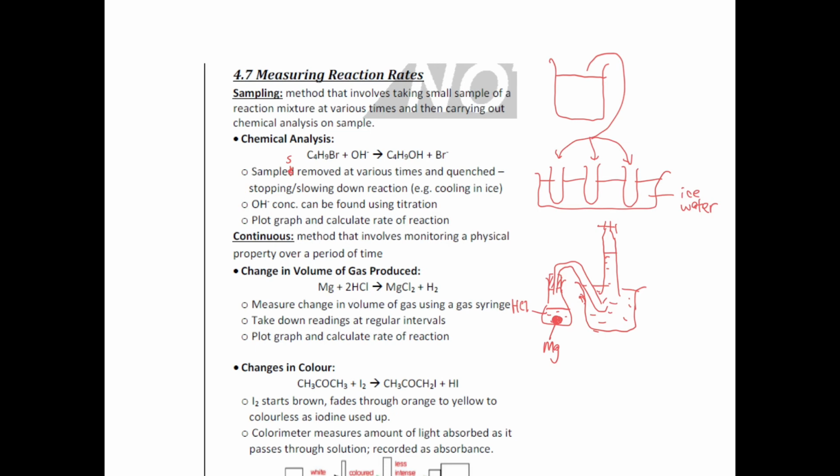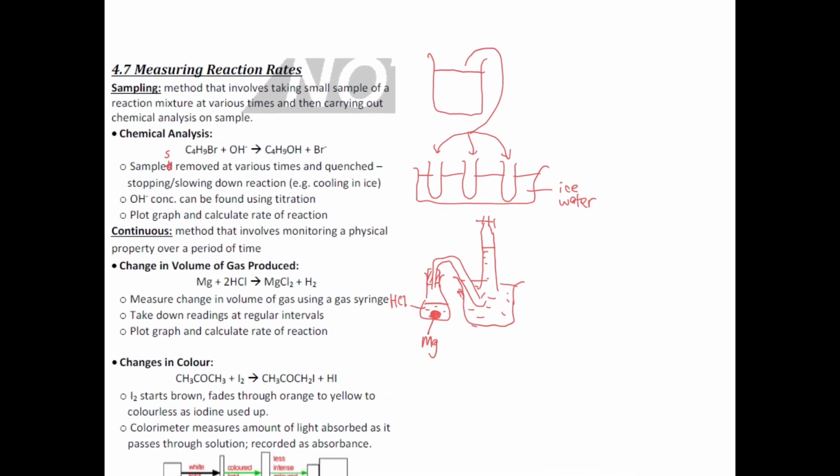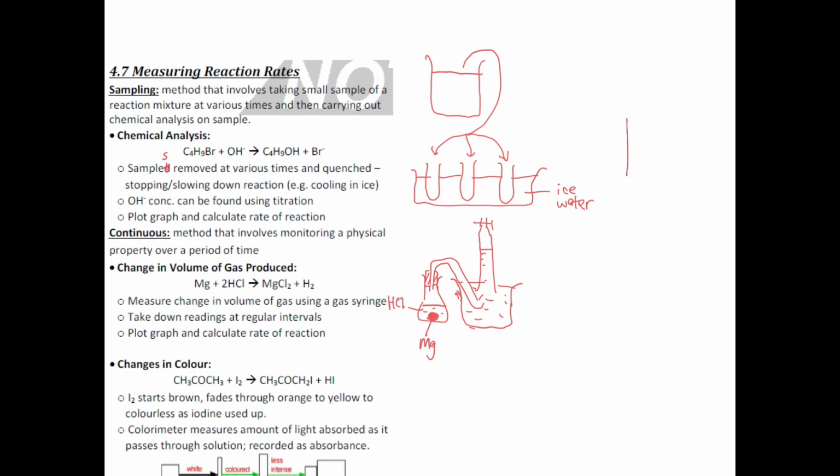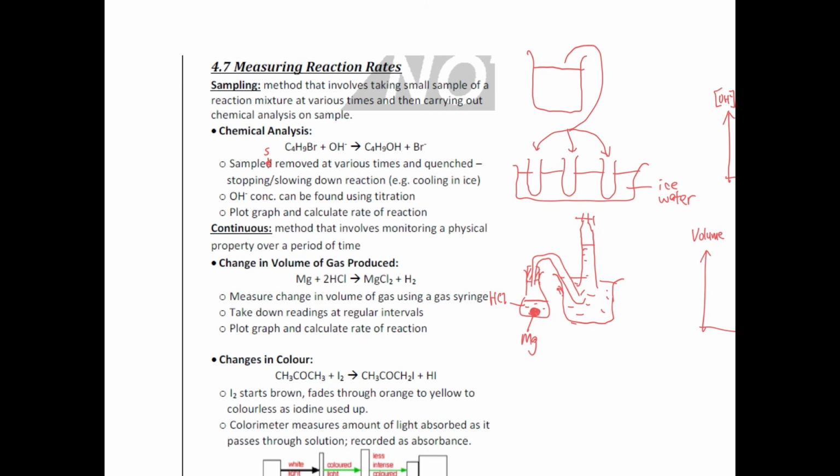Okay, let me draw it out. For the first case here, you can plot concentration of hydroxide versus time. The second one, you can plot volume of hydrogen gas versus time. And then from here, you calculate the rate. Rate is just the gradient. Rate is the gradient of the graph.